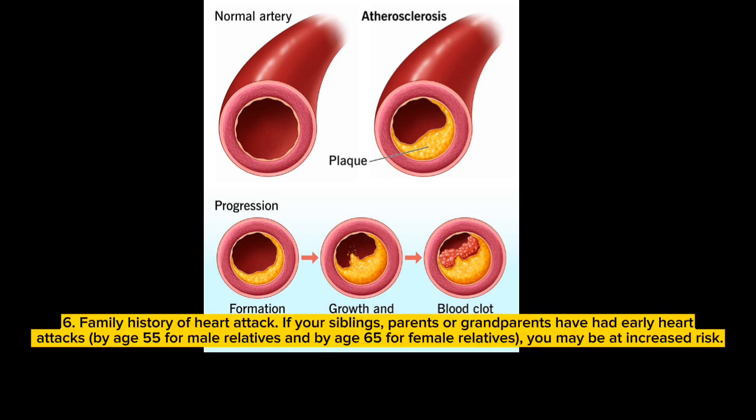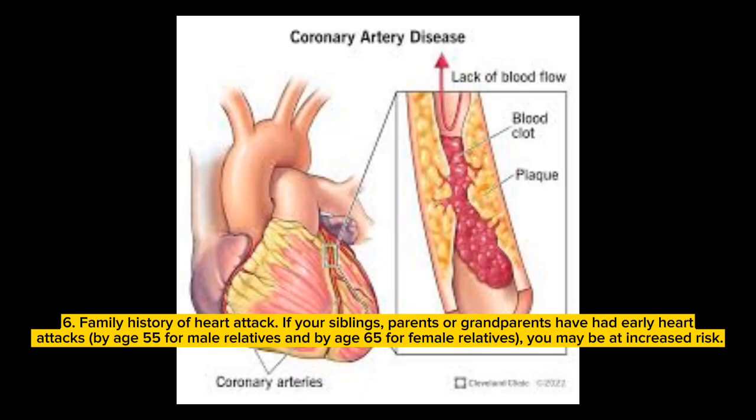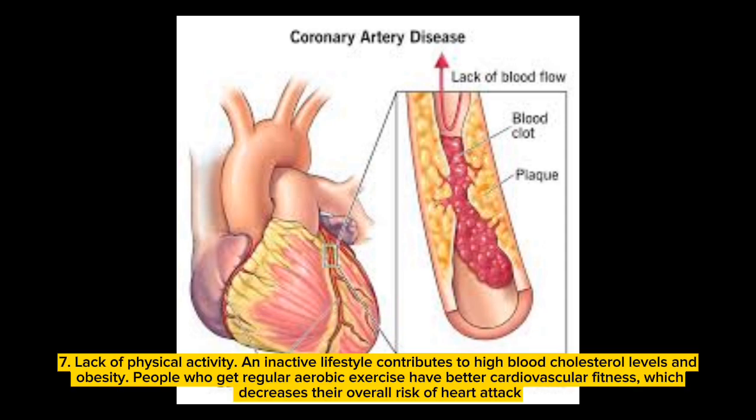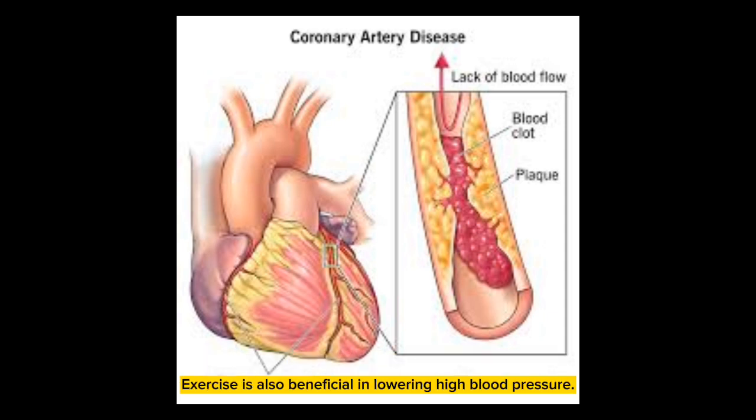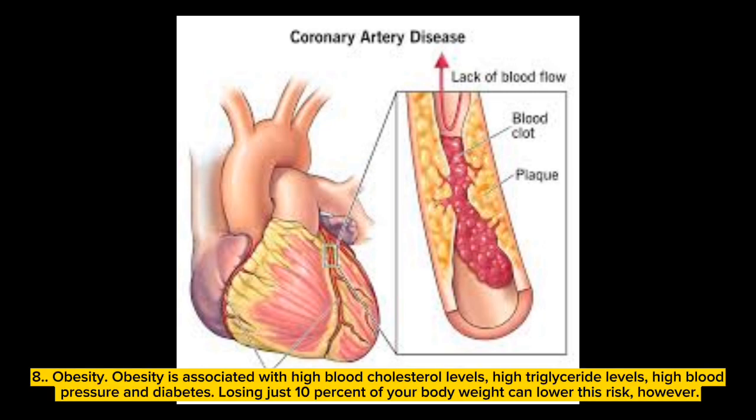6. Family history of heart attack. If your siblings, parents, or grandparents have had early heart attacks, by age 55 for male relatives and by age 65 for female relatives, you may be at increased risk. 7. Lack of physical exercise. An inactive lifestyle contributes to high cholesterol levels and obesity. People who get regular aerobic exercise have better cardiovascular fitness, which decreases their overall risk of heart attack. Exercise is also beneficial in lowering high blood pressure.